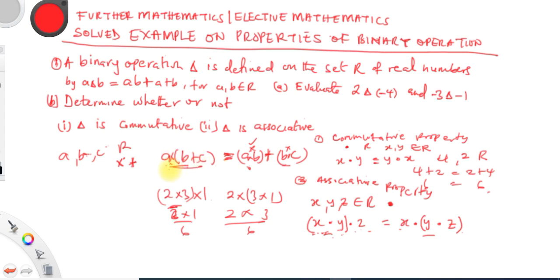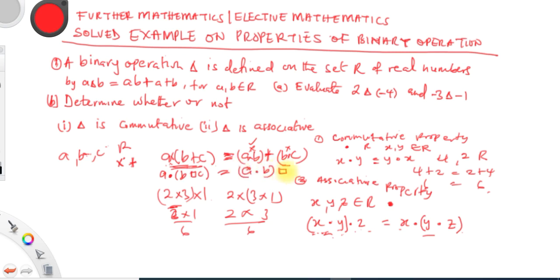So if it happens that this is equal to this for every 3 elements that you take from the set of real numbers, then we can conclude that the operation of multiplication is distributive over addition. So instead of multiplication, we can use our own defined operation, let's say A dot, then we have B square C. So then you have A dot B.